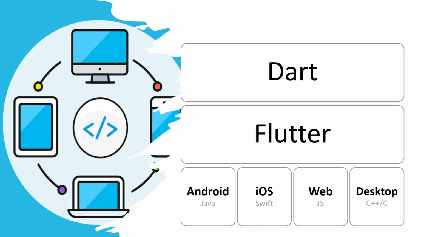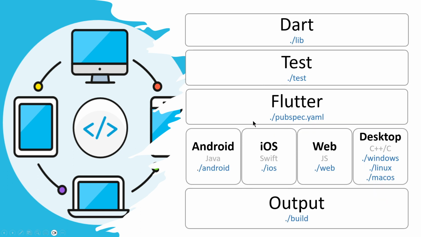So if you remember this slide from the last video, we said that when you write code in Dart, Flutter translates it to the corresponding language based on the target platform. Flutter supports multiple platforms, as you can see here, like Android, iOS, web, desktop. In this slide here, we see the direct mapping between those platforms and their corresponding folders in the project.